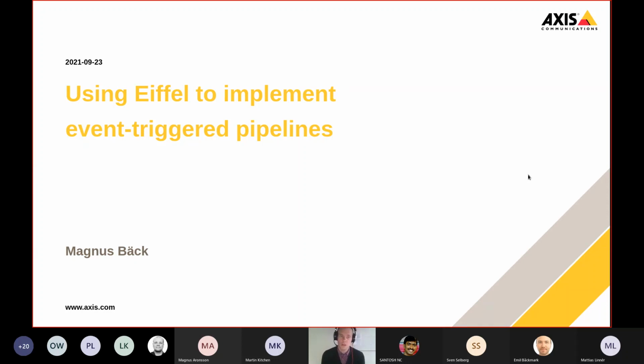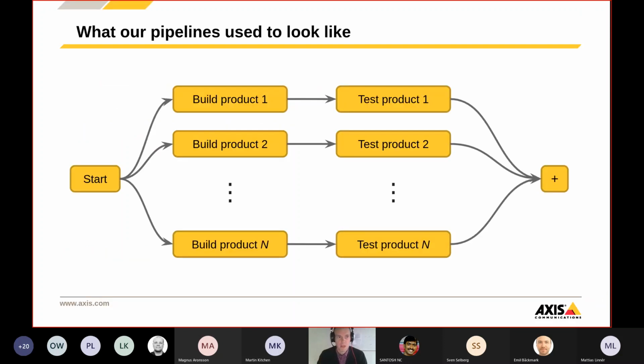This talk and discussion is about how you could use Eiffel to implement event-triggered pipelines and the struggles we've had in doing so. So I hope folks will have interesting ideas or general discouragement, let's see. So, our pipeline, a little bit of background.